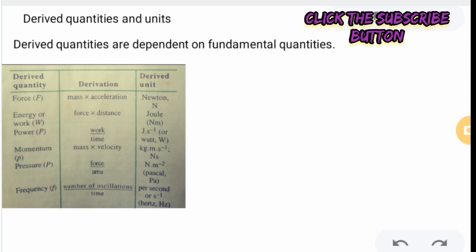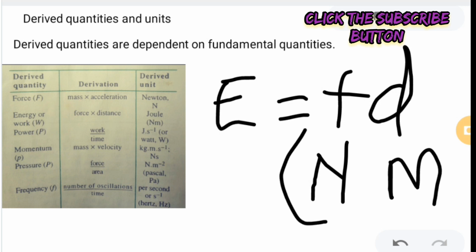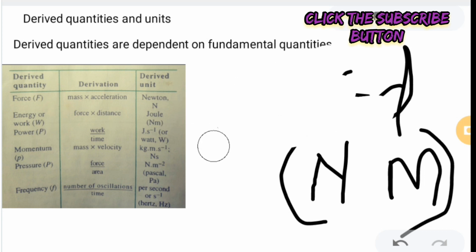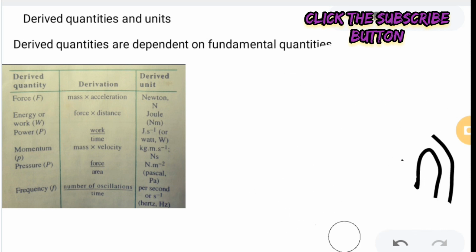Wait, let me just clean that. So since Newton is for force and energy is force times distance, the force there represents Newton and distance is m. So that's how we get our Newton meters for energy. Likewise, you can use it for the rest of the derived units. Let's look at another one, like power, for instance.